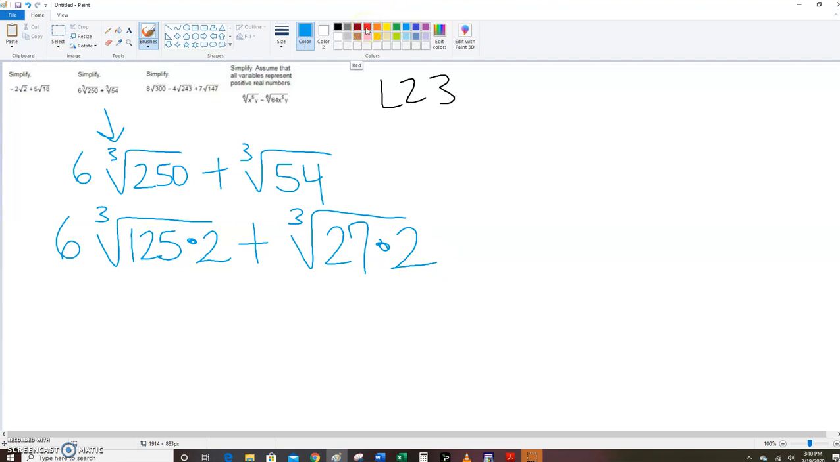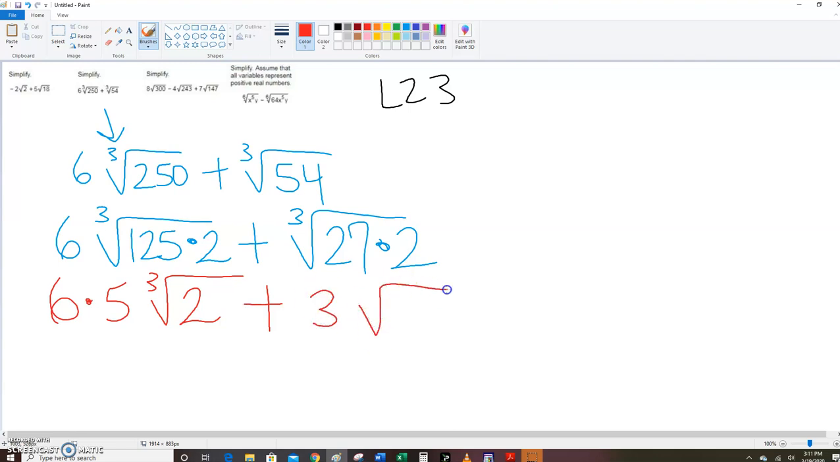Now we know the cube root of 125 is equal to 5. And cube root of 2 stays inside. And we also know the cube root of 27, or in other words, what number can you multiply 3 times to give you 27? And that number is 3. So we have 3 cube root of 2. This is 30, by the way.